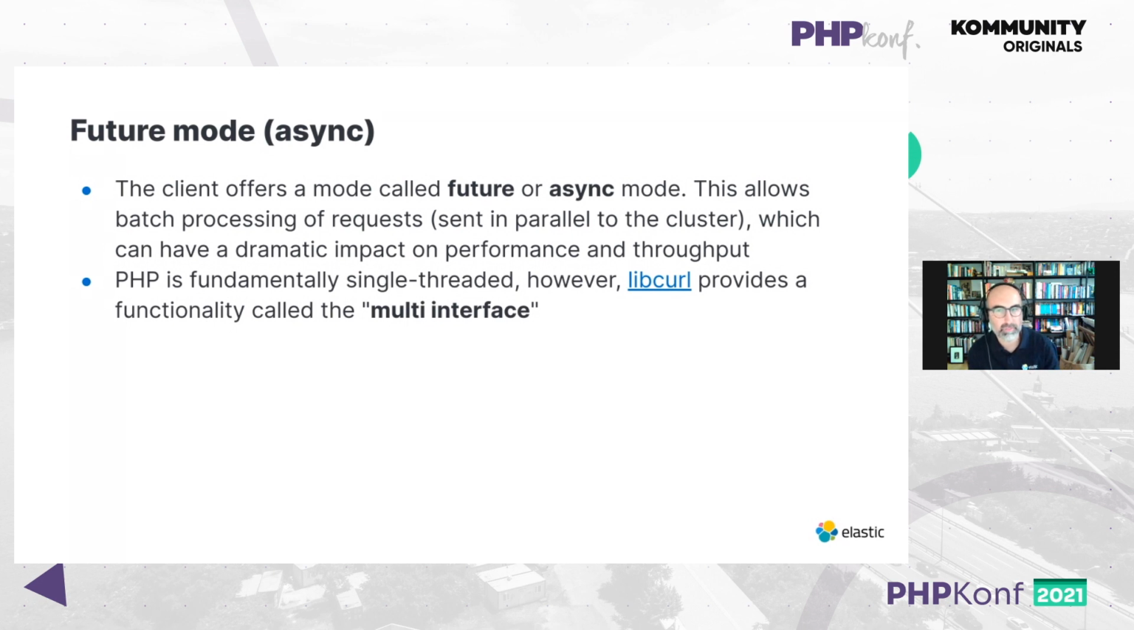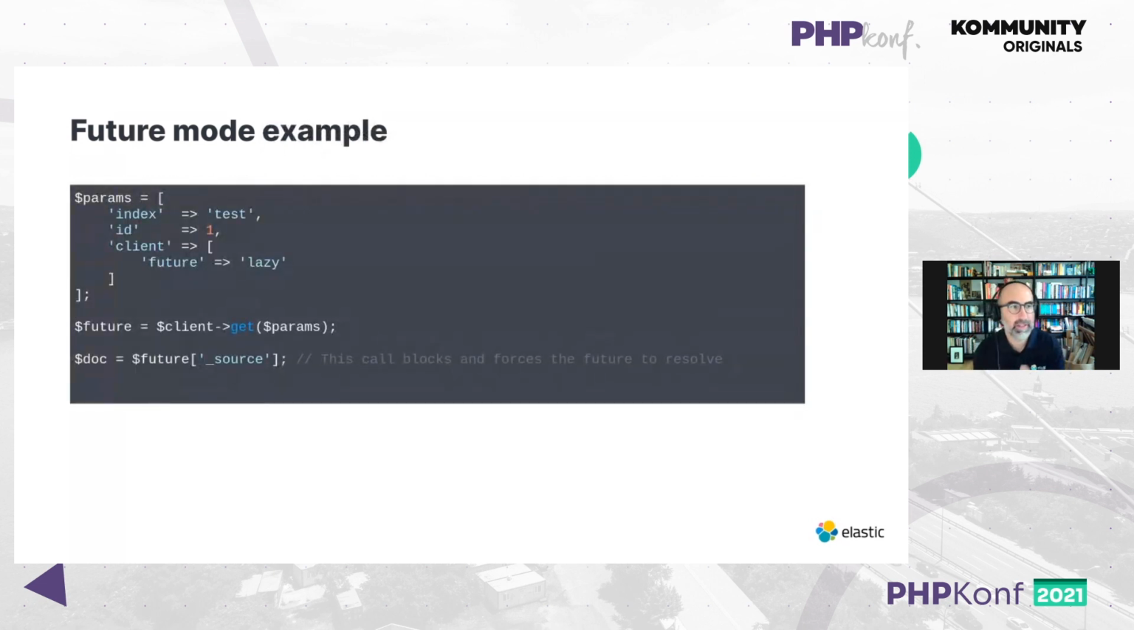One of these is using libcurl. Curl is the client that is used internally by Elasticsearch PHP, and libcurl offers a multi-interface feature, so the ability to execute multiple HTTP calls in parallel, basically. How can we leverage this feature? Very simple. In the $params, we need to specify client future lazy.